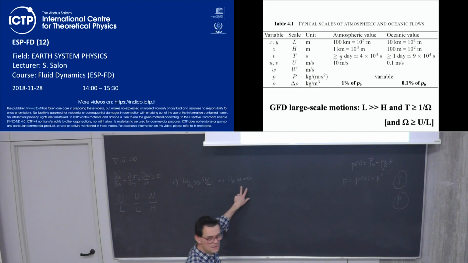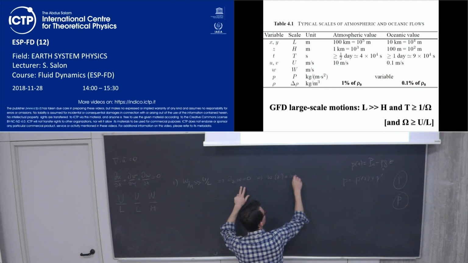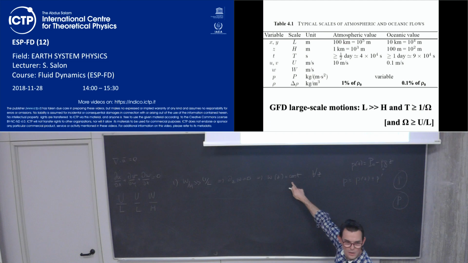But what does this mean? This means that W must be constant. So the vertical velocity is constant. Is it possible? Is it possible that for any value of z in the atmosphere and the ocean, we have that the vertical velocity is constant? If it is 0, there is no problem. It's trivial. Everything is 0. 0 equal to 0. But it is not 0. It is a value.